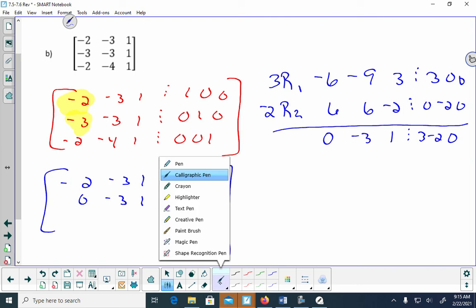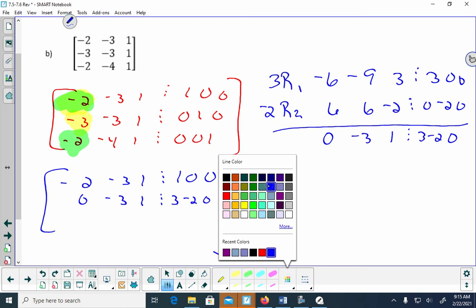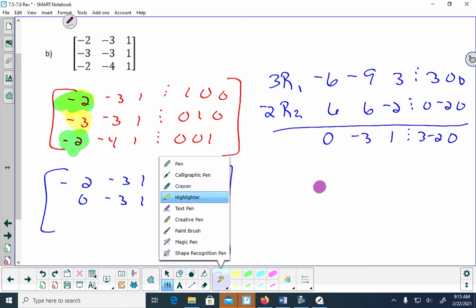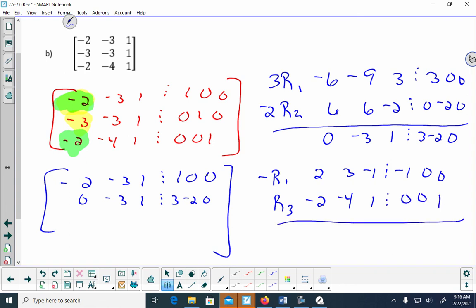Then I am going to do row 1 and row 3 to eliminate the x. I'm going to just multiply row 1 by a negative 1. So negative 1 times row 1. It's going to be 2, 3, negative 1, negative 1, 0, 0. And then row 3 will be negative 2, negative 4, 1. And when I add, I'm going to get 0, negative 1, 0.